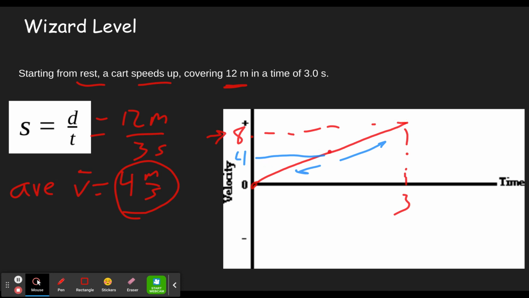All right, and that should be enough to get you through all 3 levels. Puzzle it out. Read carefully, though, because those little tiny words like from rest or to a stop, from and to, all those are key words, so make sure you're paying close attention.